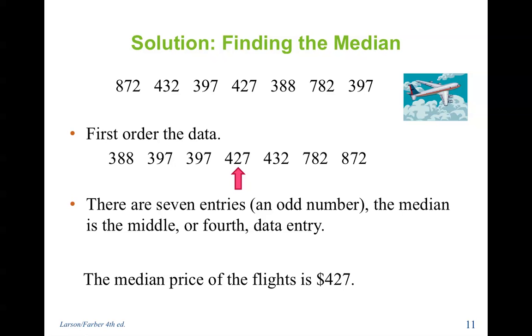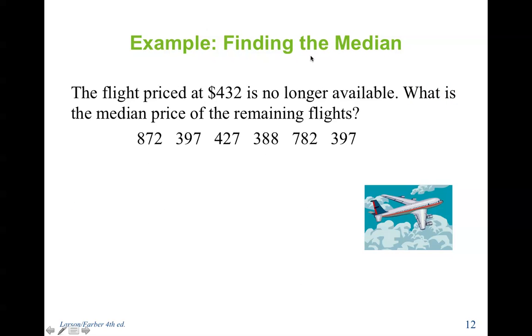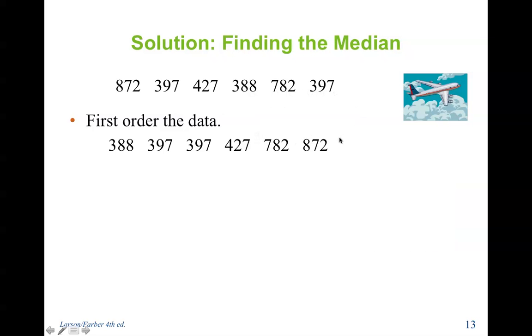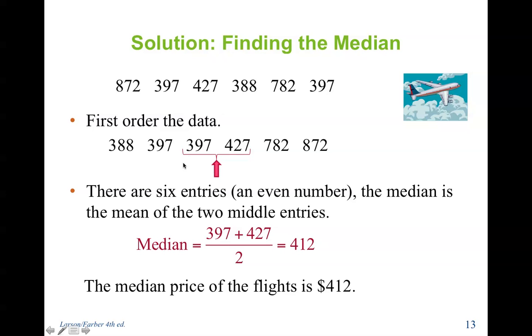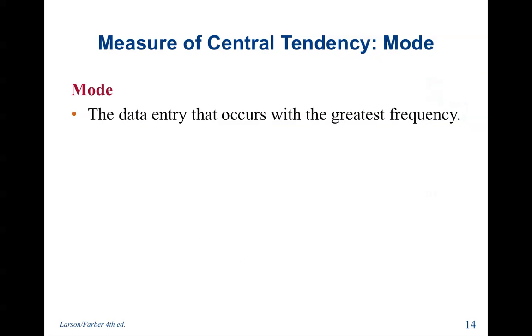Now if I take one of the data entries out, which leaves us 6, the median is not just simply going to be our middle point. We would have to look at the middle 2 points, add those together, and divide by 2 to find the median of this data set. Therefore, the median price of flights is 412. I will also show you how to do this in Excel.